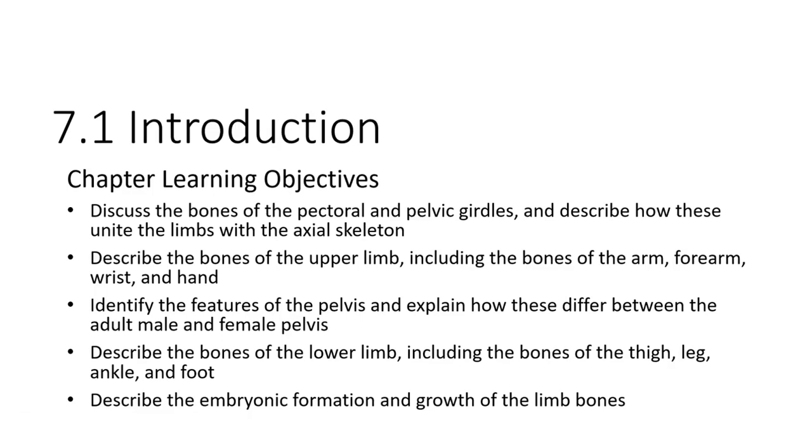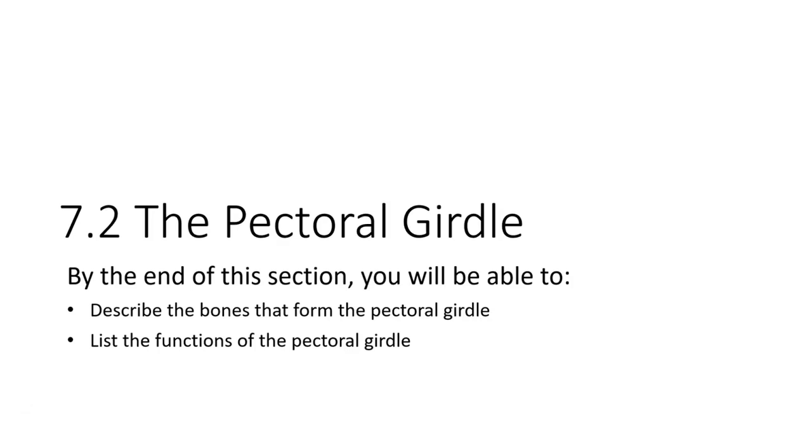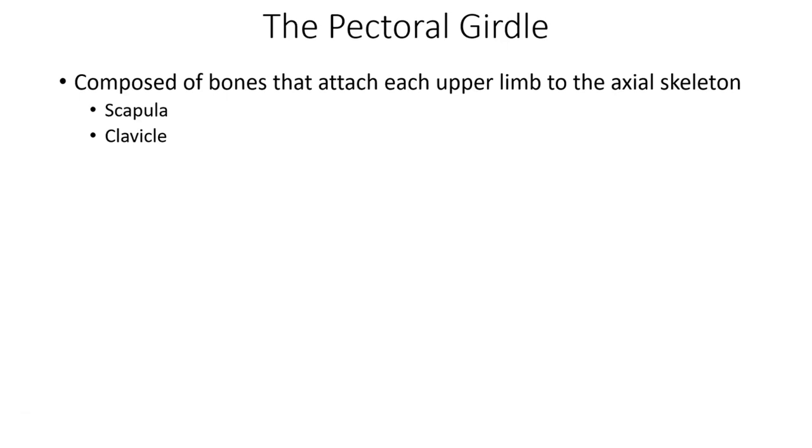So again, we're going to look at the bones in the appendicular skeleton, touch on the pelvis and stuff like that, and focus most of our efforts on that embryonic formation. So again, that appendicular skeleton is the limbs, so shoulders, hips, arms, legs, hands, and feet are all part of that appendicular skeleton. So pectoral girdle, this is the official anatomical term for the shoulder.